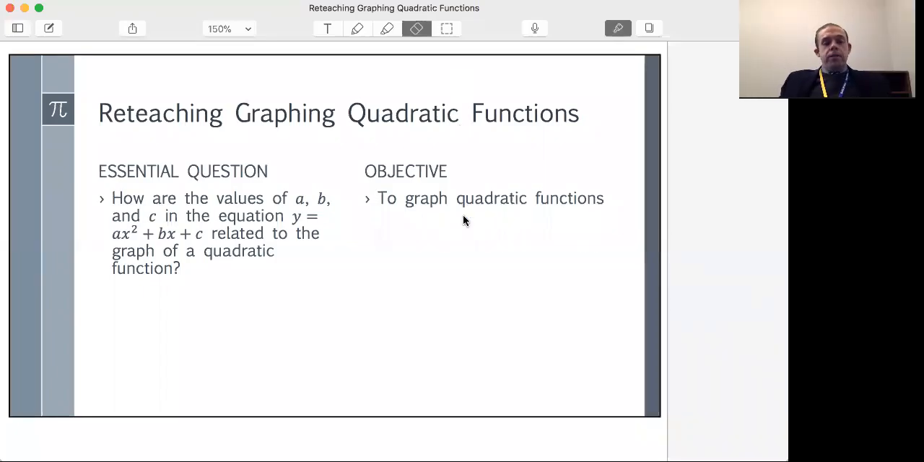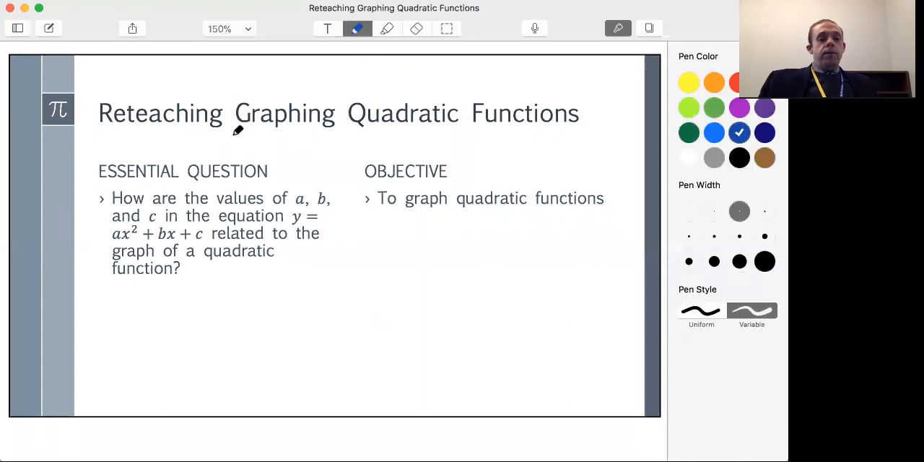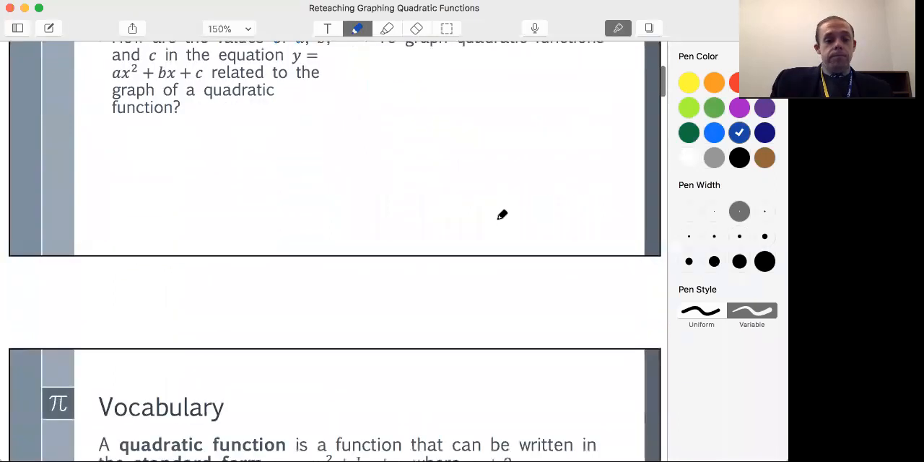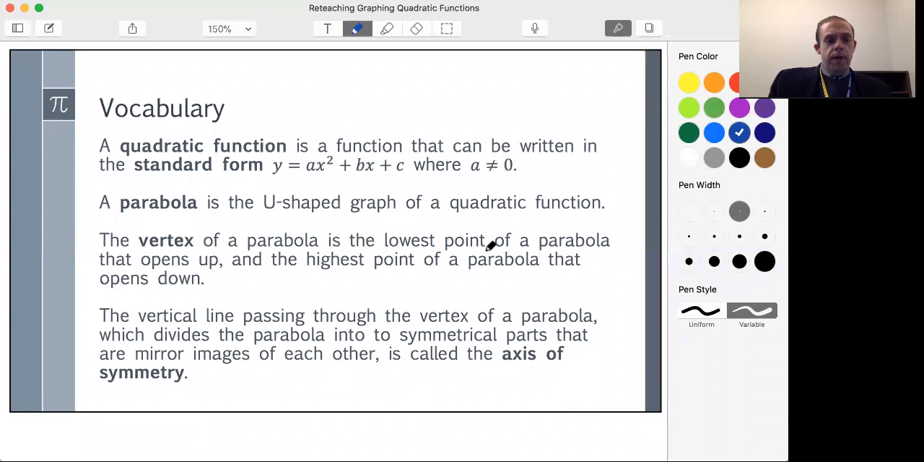All right, so this is reteaching graphing quadratic functions. And in reality, this is a review of sections 4.1 and 4.2. So hopefully we review how to graph quadratic functions, and then at the end, you're going to be given a worksheet to work on, and I'm going to grade the evens, and you're going to work on the odd problems. So quick review of vocabulary.